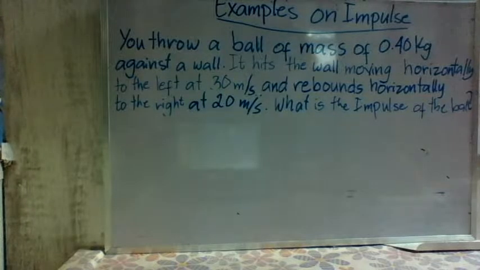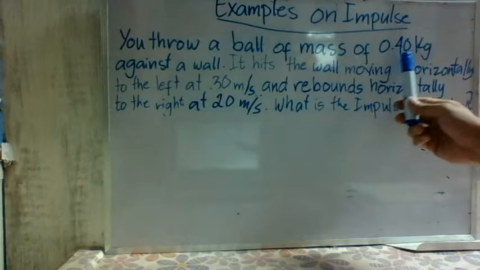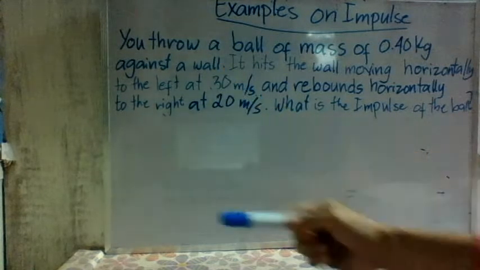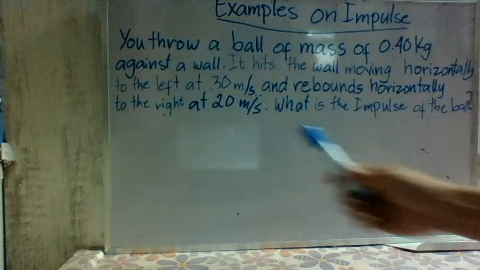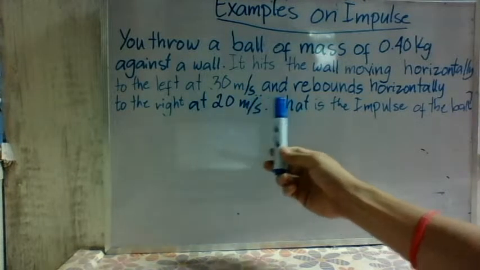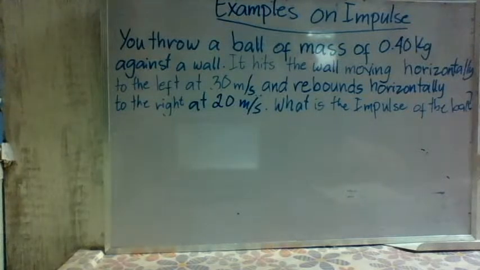So kani nga video is about unsaon pag-solve sa impulse. So natay problem, you throw a ball of mass of 0.40 kilogram against a wall. It hits the wall moving horizontally to the left at 30 meters per second and rebounds horizontally to the right at 20 meters per second. What is the impulse of the ball?